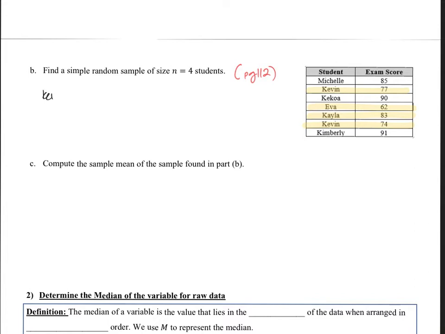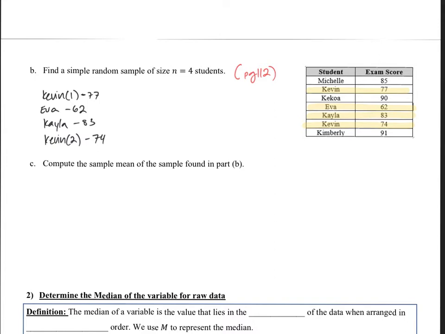I'll write this down. Kevin, I'll call him Kevin 1, 77. Ava, 62. Kayla, 83. And Kevin 2, 74. Alright. Now we're going to compute the sample mean for the sample found in part B.